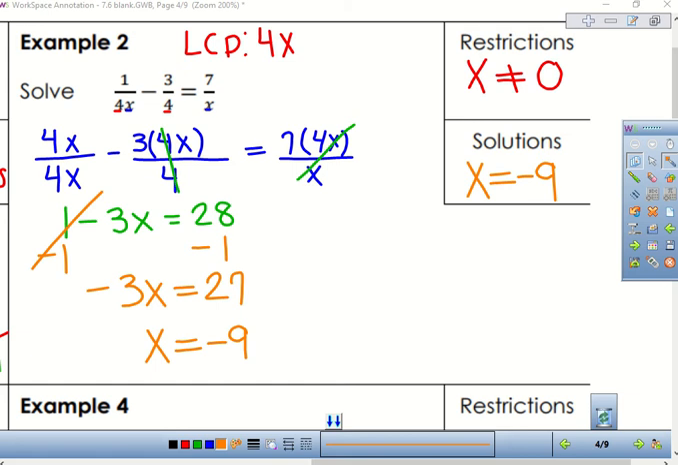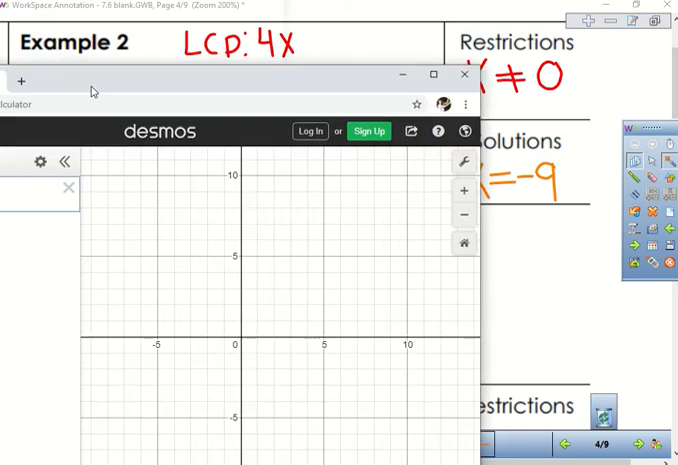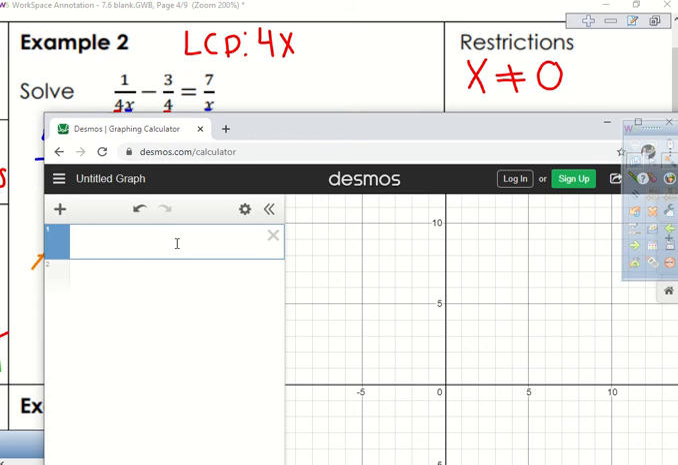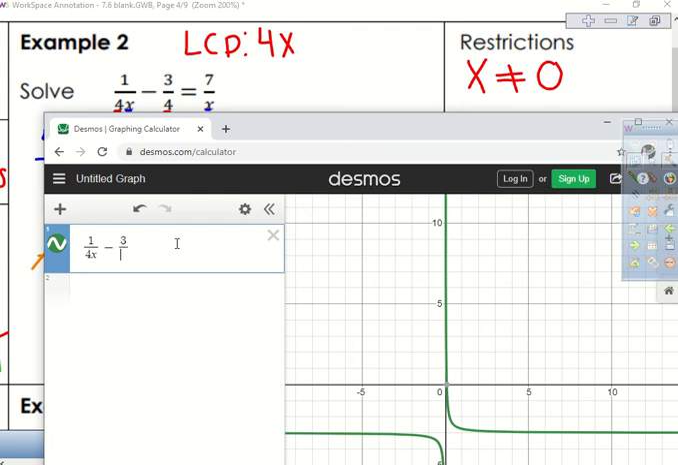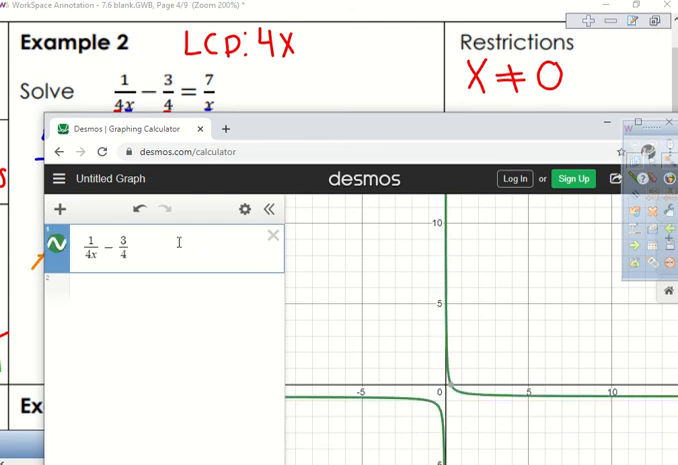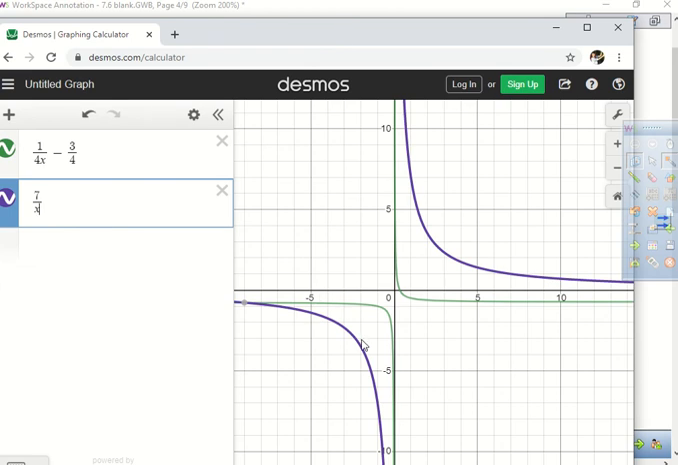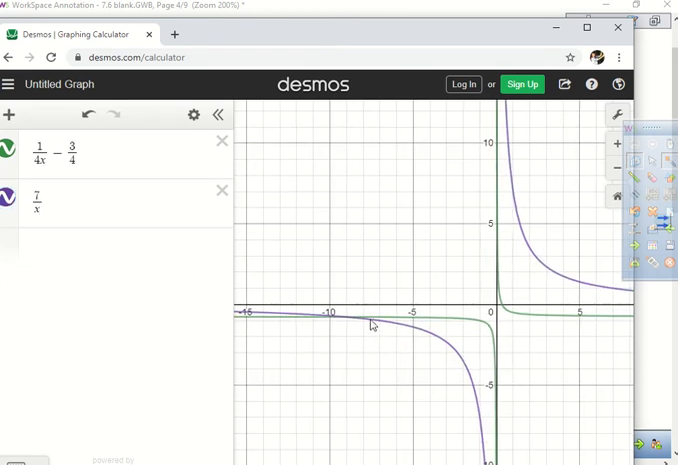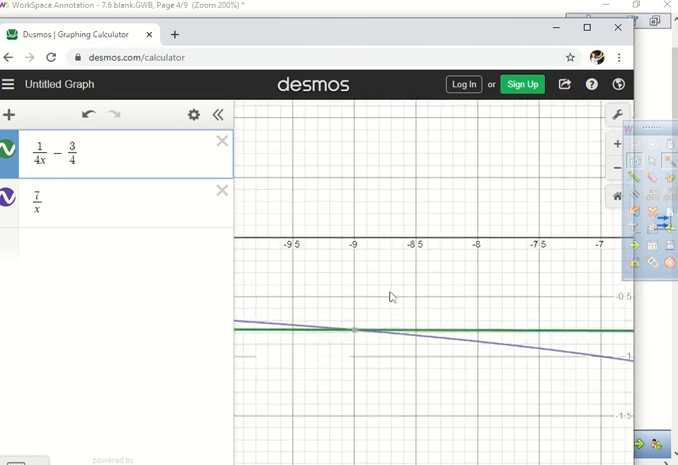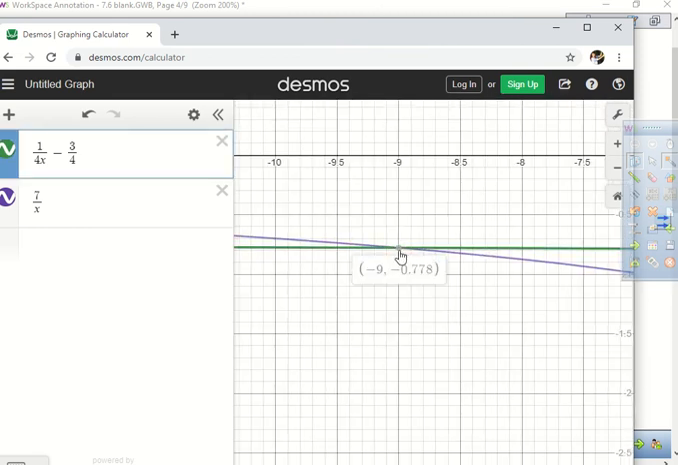Everybody have this down? I'm going to move the Desmos screen over. Okay. So what I'm going to do on Desmos is I'm going to type this in to check. So 1 divided by 4x minus 3 divided by 4. So that's the left side of the equation. Enter. Then I'm going to do the right side of my equation. 7 divided by x. Now when you do this, these should intersect at what point? Negative 9. And do the two graphs intersect at negative 9? Yes, they do, which is what we expected.